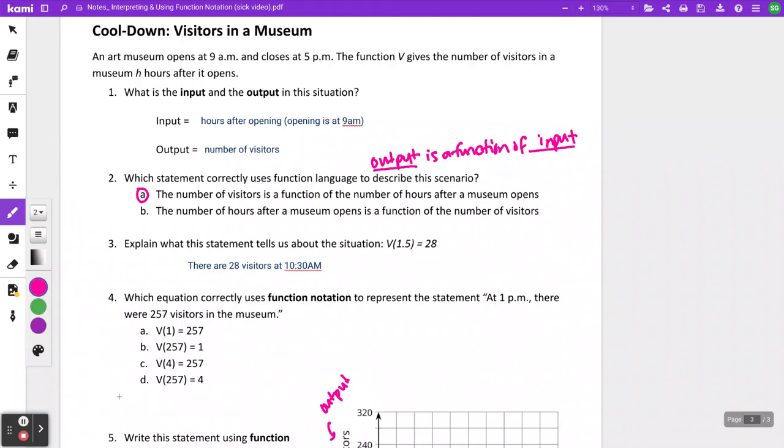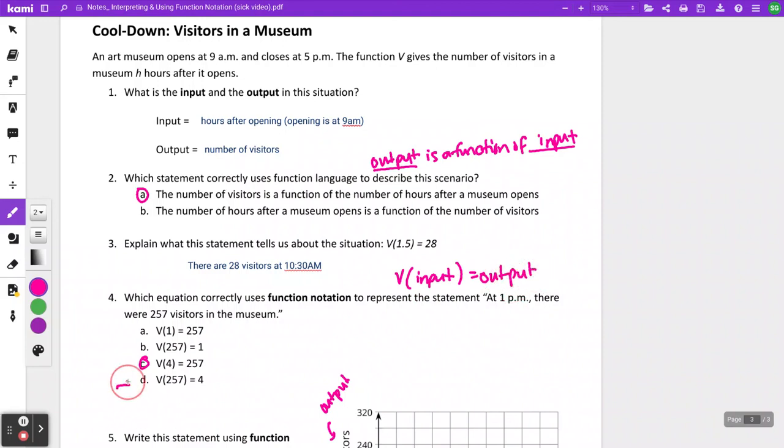I'm going to pick C because we said, remember, our input is what goes in parentheses. So my input, 4 hours after opening, goes there. And my output, the number of visitors, is going to be after that equal sign. Again, I'm using that idea of function notation: our input goes here and our output goes here.